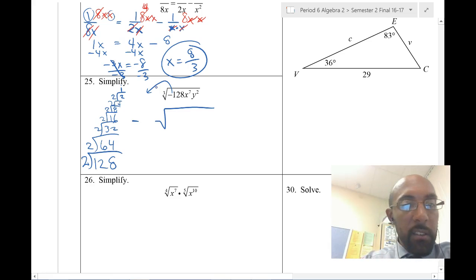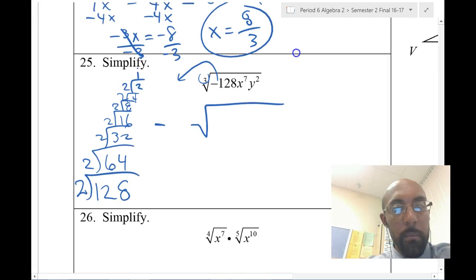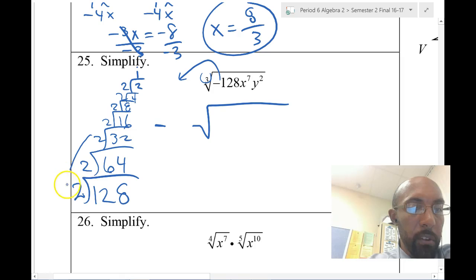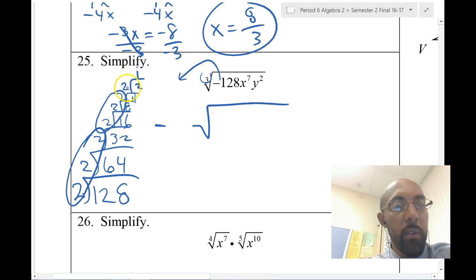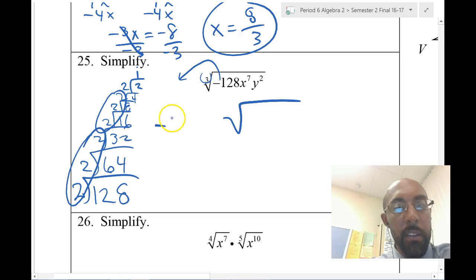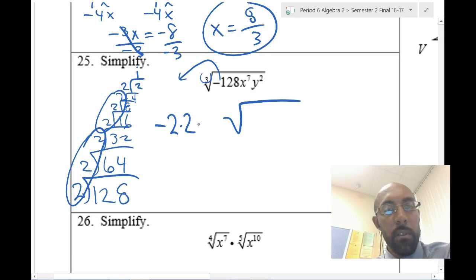The next thing is we pay attention to what the index is, which is 3. I'll zoom in a little bit. And so we're going to circle groups of 3 in our birthday cake. So there's a group of 3 2's, there's another group of 3 2's, and we only have 1 left. For every group of 3 2's that you circle, 1 will come outside of the radical. So I had 2 groups, so 2 2's come out.